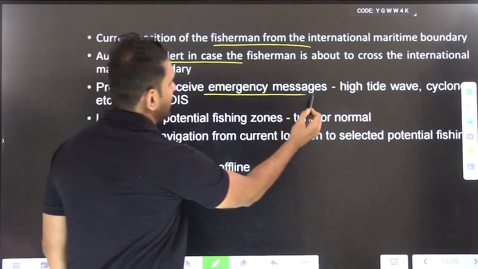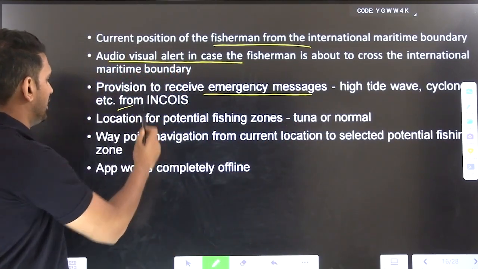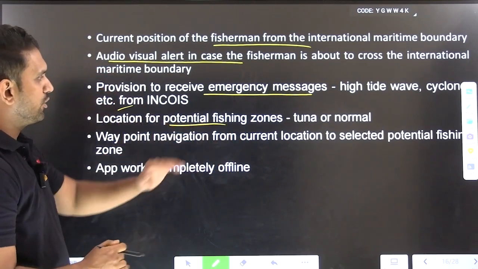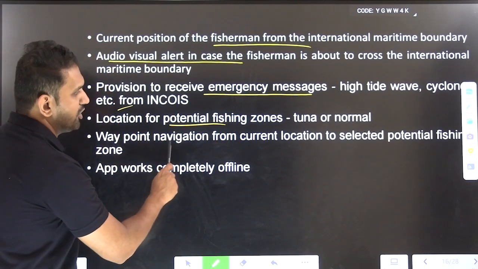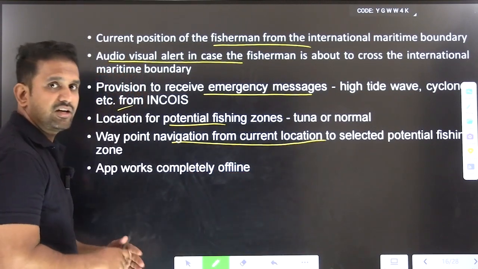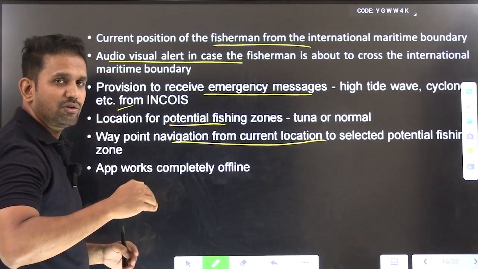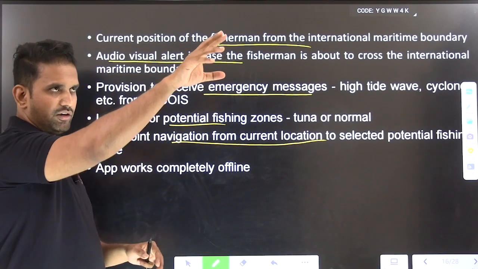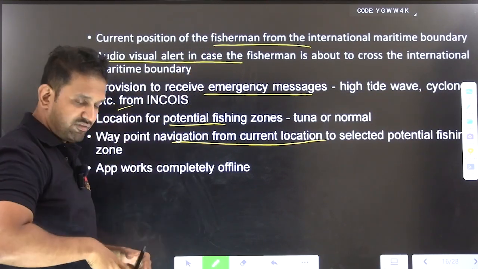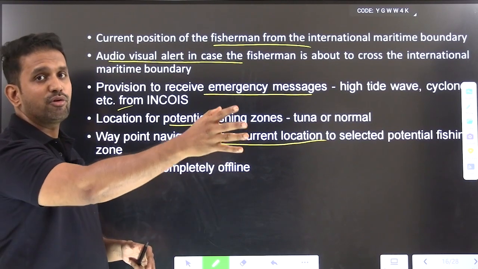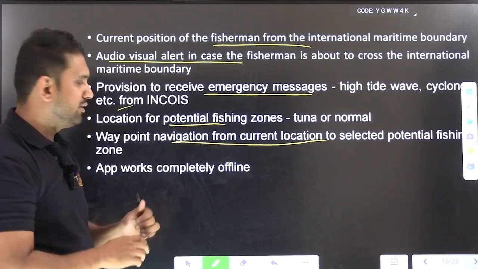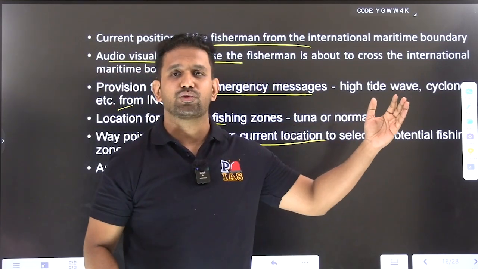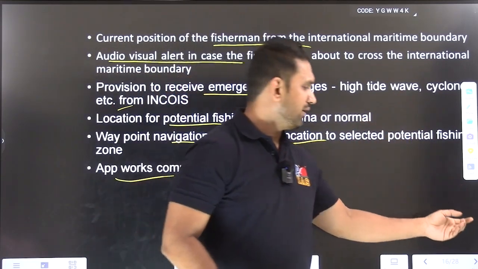Provision to receive emergency messages on high tidal waves and cyclones from INCOIS. Locations of potential fishing zones like tuna or normal will be given. Waypoint navigation from the current location to the selected potential fishing zone. If the fisherman's boat is here and the fishing zone is somewhere else, it will give the waypoints, meaning how you have to navigate. That's why it is also called Navic. Okay, the app works completely offline. That is important because they are going to the sea and ocean, so you cannot expect a network.